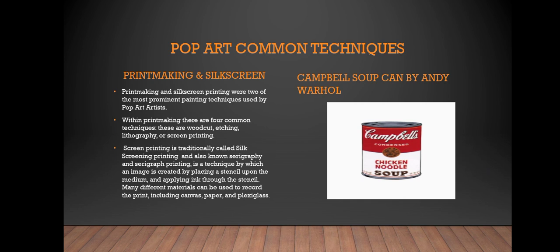Screen printing is traditionally called silk screening printing and also known as serigraphy, and serigraph printing is a technique by which an image is created by placing a stencil upon the medium and applying ink to the stencil. Many different materials can be used to record the print, including canvas, paper, and plexiglass. So, an example of printmaking on silk screen is the famous Campbell soup can by Andy Warhol.